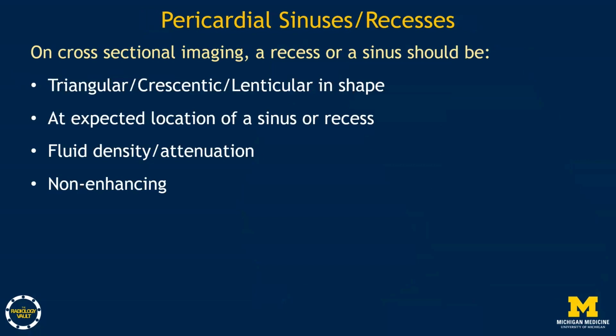Before I show you how these recesses and the sinuses look like on cross-sectional imaging, let's agree that to call something a recess or a sinus, it should be triangular or crescentic or lenticular in shape. It should be at the expected location of a sinus or recess. It should have fluid density, and it should not enhance in post-contrast imaging.